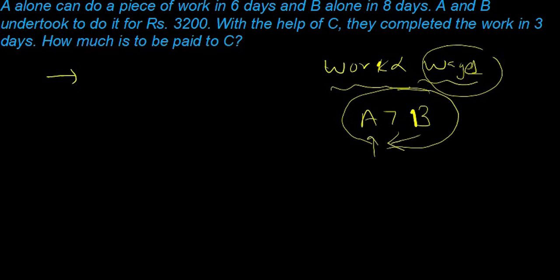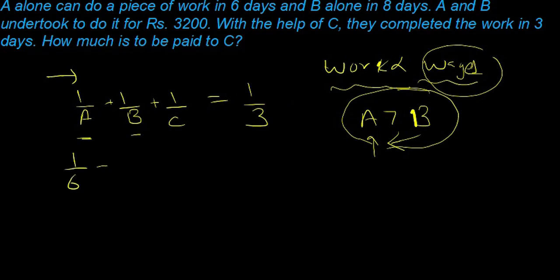A and B undertook to do it for rupees 3200 with the help of C. They completed the work in 3 days. So how much is to be paid to C? The payment part, what they got paid, I think should come later. First, we need to find out the efficiency of C. So let's write down 1 upon A plus 1 upon B plus 1 upon C is equal to, it is done in 3 days, so they completed the work when working together. Let's put in the values of A and B. So it is 1 upon 6 plus 1 upon 8 plus 1 upon C is equal to 1 upon 3.